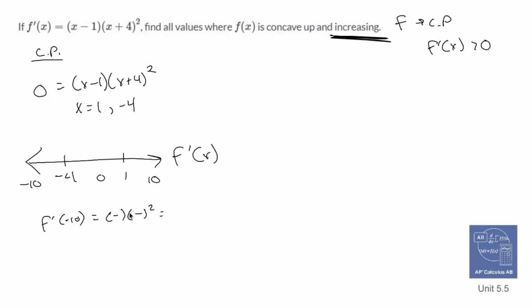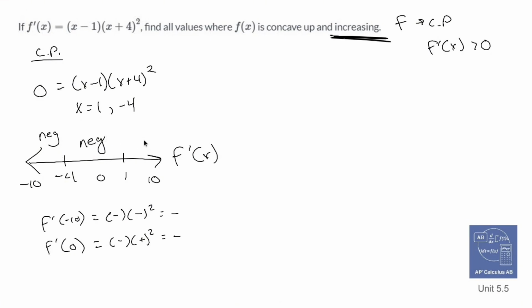Square that. Negative times a positive is going to be negative, so you are negative. Okay, so not increasing there. Let's plug in 0. F prime of 0 is going to be 0 minus 1, which is negative, times 0 plus 4, which is positive, squared, and a negative times a positive is a negative again. So there's a critical point, but there's no max or min going on here because it goes from negative to negative.